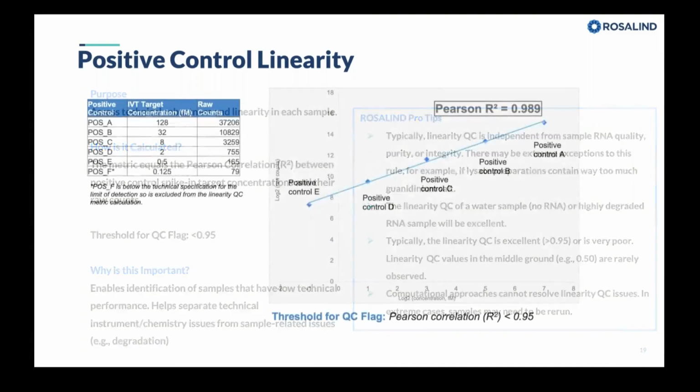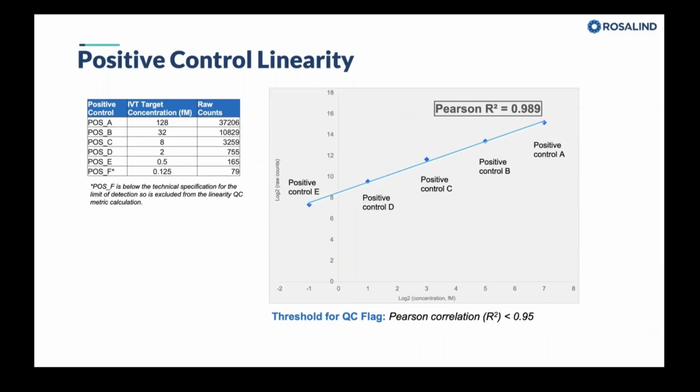If you want to visualize what linearity looks like, we take the data in the table on the left. We have our 6 positive controls, A through F. We have their concentrations of the spike-ins and then the raw counts. That's plotted in the figure on the right-hand side. I will note, to do this correctly, you need to log2 transform the data. And the also important caveat here is that positive F is not used in this calculation.